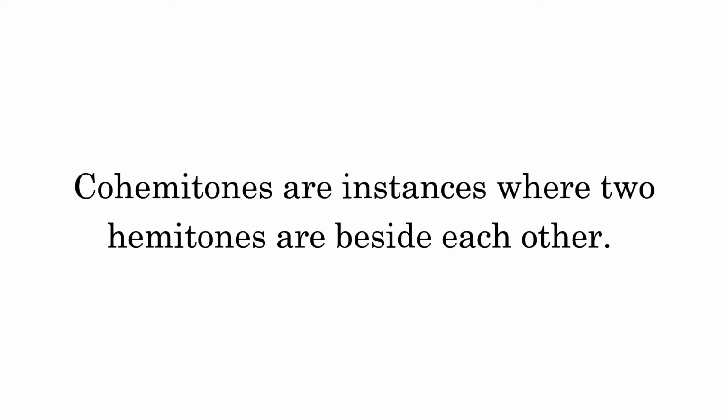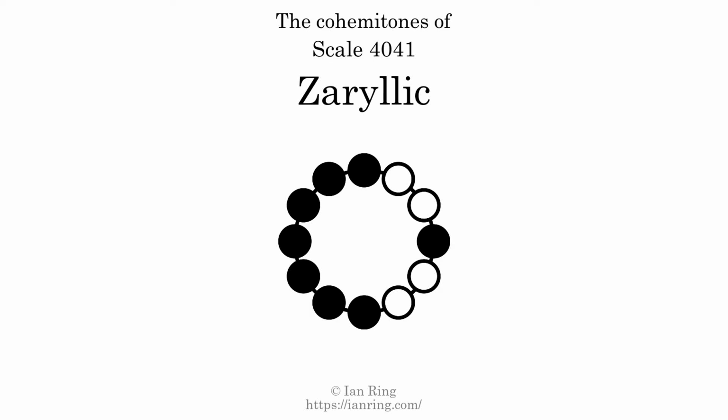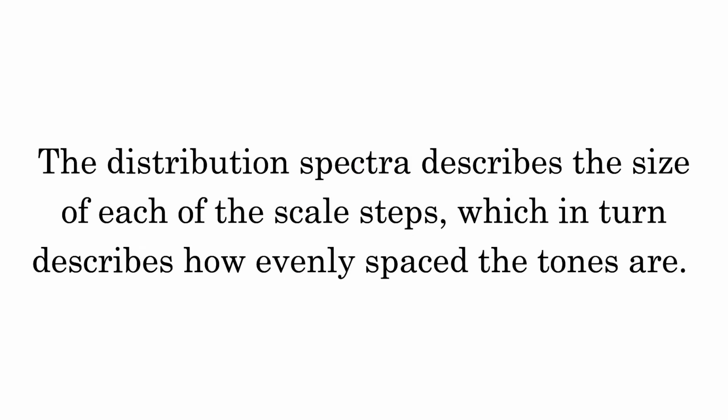Cohemitones are instances where 2 hemitones are beside each other. This scale has 5 cohemitones. They are at positions here, here, here, here, and here. The distribution spectra describes the size of each of the scale steps, which in turn describes how evenly spaced the tones are.